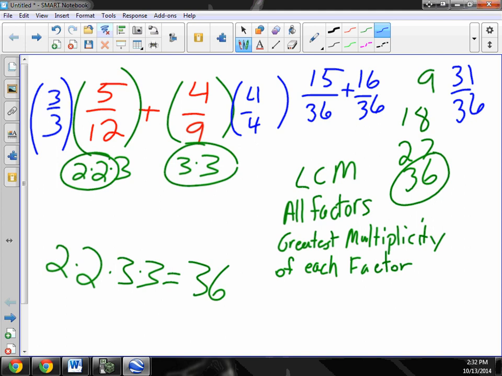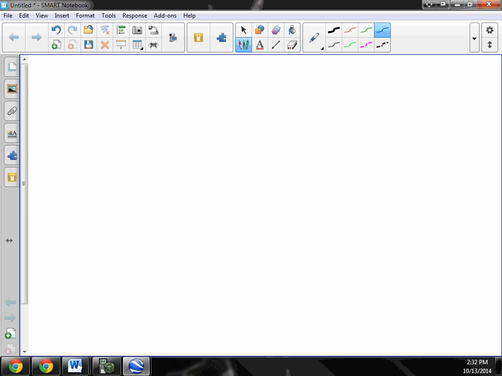Okay, now we're going to do it this way. I know it's going to be a pain for you, but this exercise will make rational expressions so much easier. Well, you probably won't be able to do rational expressions if you don't understand this. So let's make it a little more complicated, because I like that.